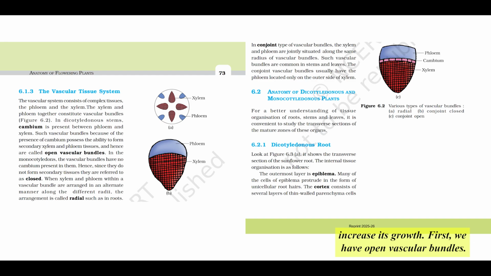First, we have open vascular bundles. These bundles are characterized by the presence of this meristematic tissue cambium located strategically between the phloem and the xylem. Where do we usually find them? They are a hallmark feature of dicotyledonous stems.